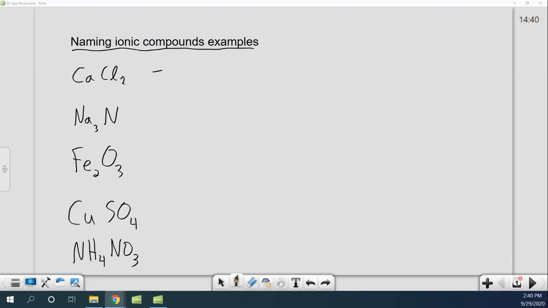So we're just going to go through some basic stuff for what's going to be on the quiz here. So we're going to talk about ionic compounds, naming and writing them, covalent compounds, naming and writing them, and balancing. I'll give you some tips and tricks that I use for balancing.